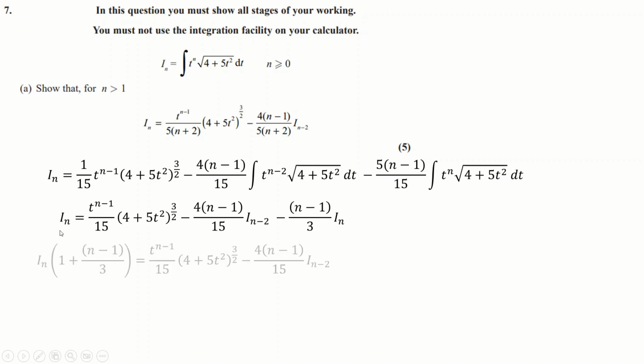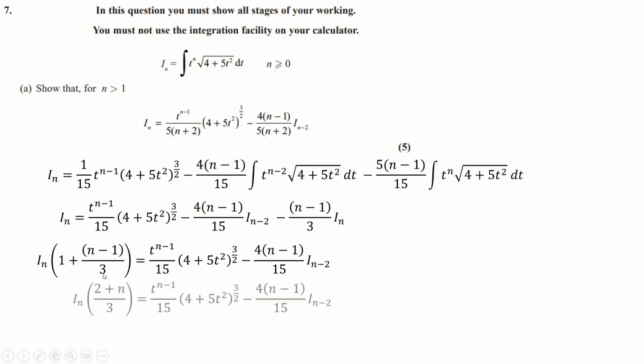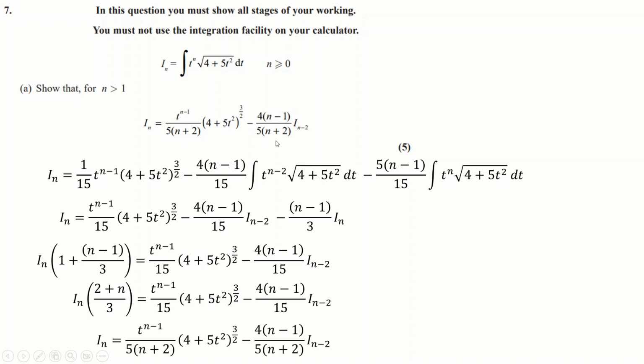Add this to both sides and factorize out the I_n. And now this is 3 over 3 plus this, that's 3 plus n minus 1 is 2 plus n, all over 3. And now I think I can just times everything by 3 to make these 5s, which is good. And divide everything by n plus 2, which gives me those, and I think I have my exact answer. So that's cool. It's always good that you know what you're aiming for. That's very helpful. But yeah, that's the first part done.